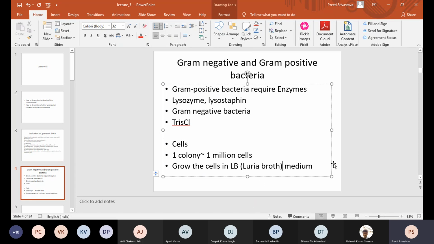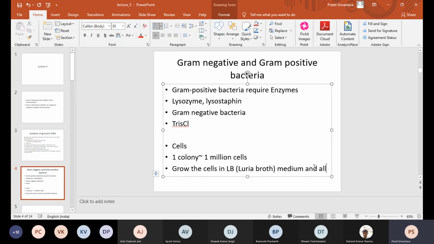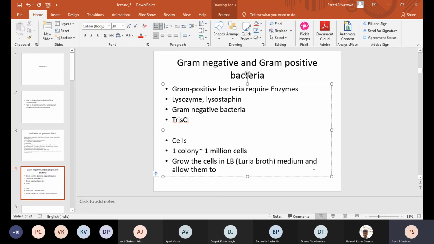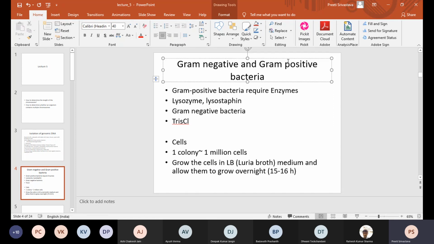So you grow the cells in Luria broth medium, and then you allow them to grow overnight, usually 15 hours. So what is the doubling time of E. coli, class? These things you cannot afford to forget. I will keep asking you in every class.